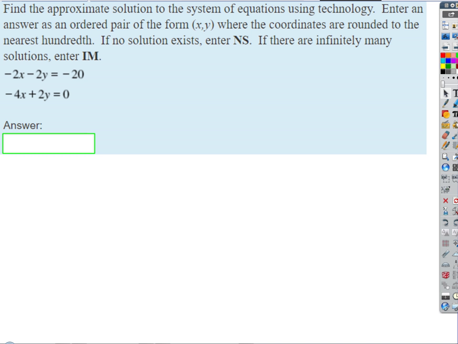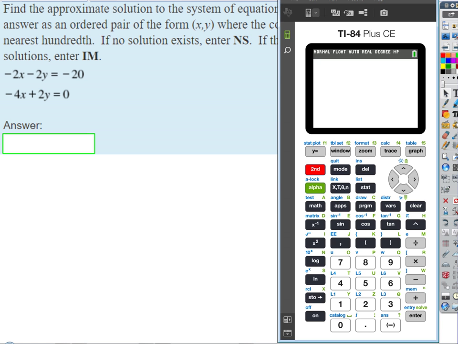Okay, so as I was saying, all we're going to do here is open up the Y editor, and we're just going to isolate the y in each equation into the Y editor. Have we done this before? We talked about this, we haven't? Maybe, maybe not. Okay, so there are two ways we can do this.